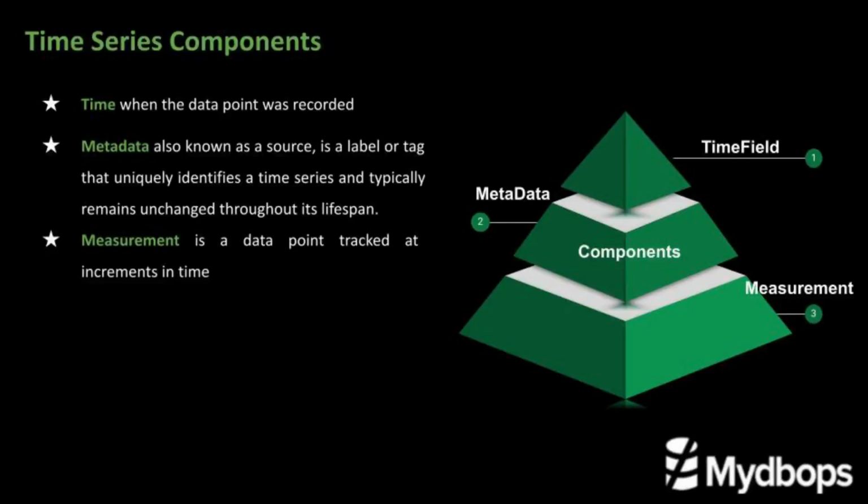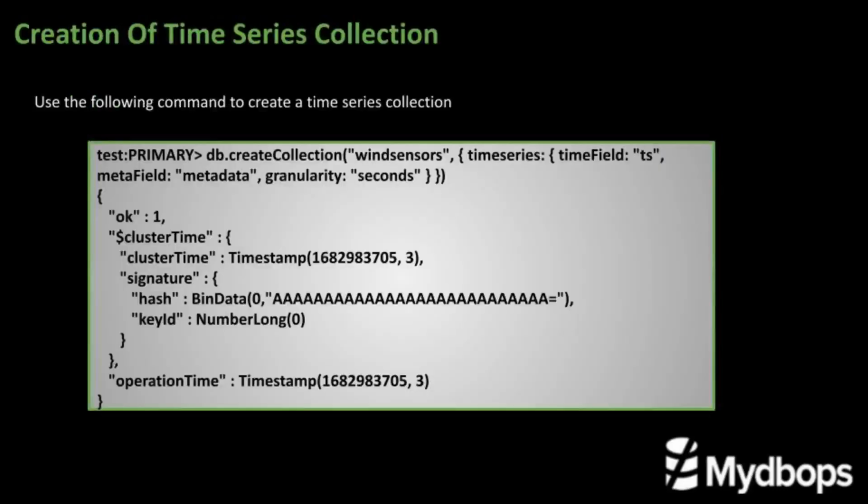Let's look at the command to create a time series collection. Here we are going to create a time series collection named winSensor with the time series components as we discussed. TS represents the time field, metaField is the metadata, and granularity is seconds. Let's discuss granularity in further slides. Once you create this time series collection, it internally creates two more collections, named system.bucket.winSensor and system.views.